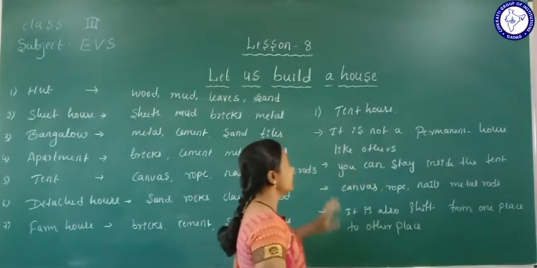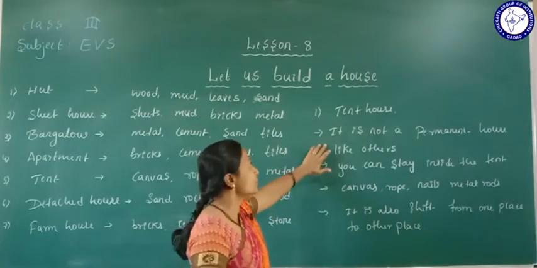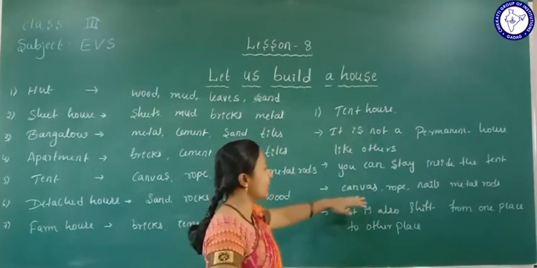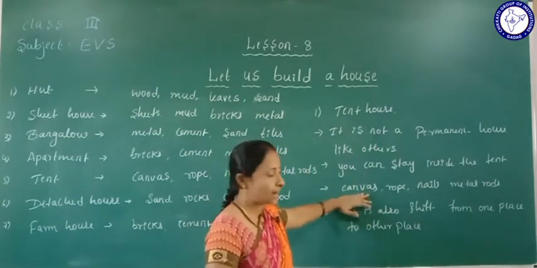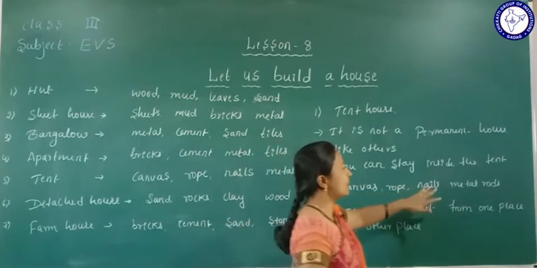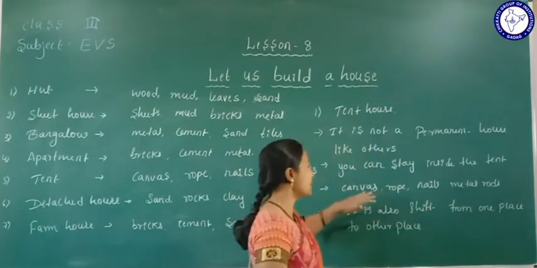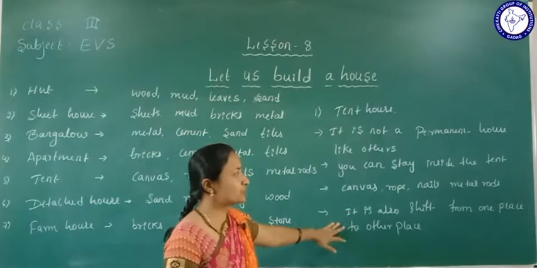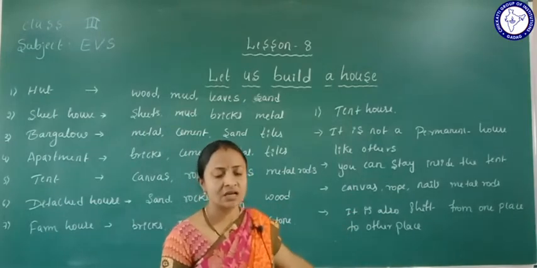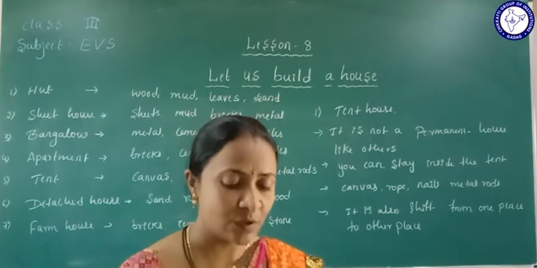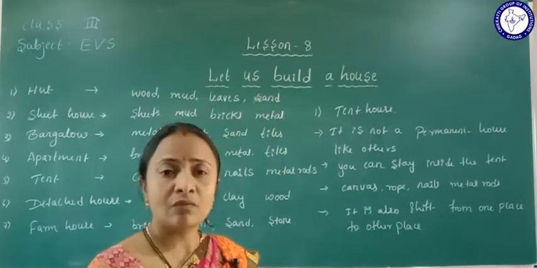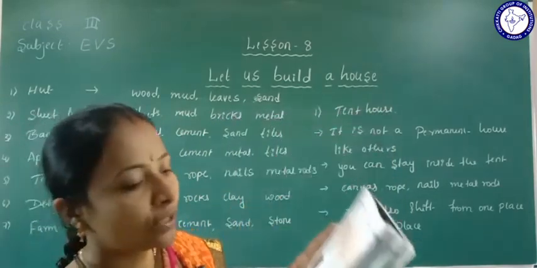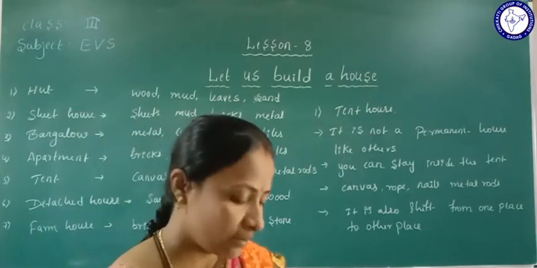Yes, see here about the tent house. You know that is a tent house. So that is not a permanent house. It is made almost entirely of canvas, and they also use rope, nails and metal rods to build the house, and you stay inside that house. It can also be shifted from one place to another place, because it is made of canvas. So we can call this one a tent house. Yes, okay. So next one we are going to see is the hut.